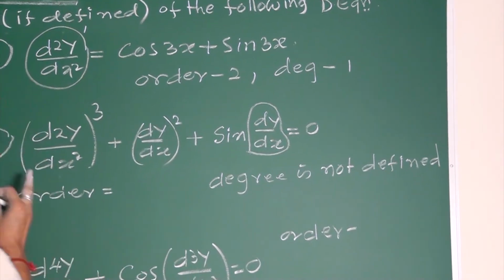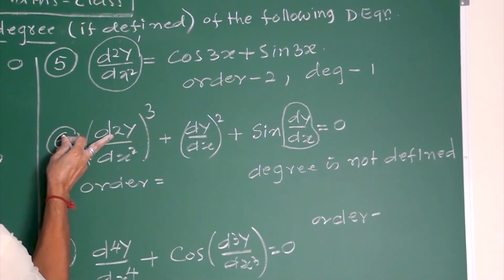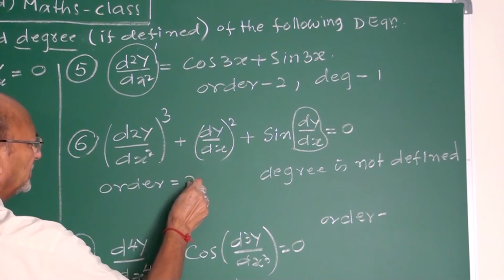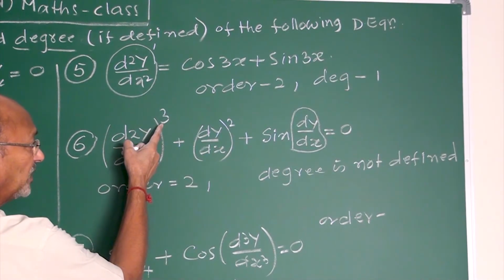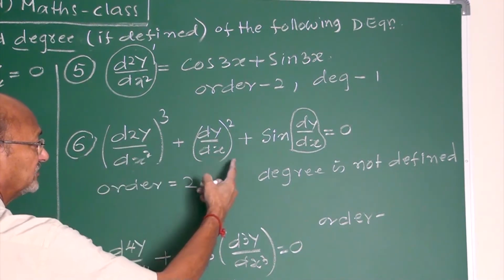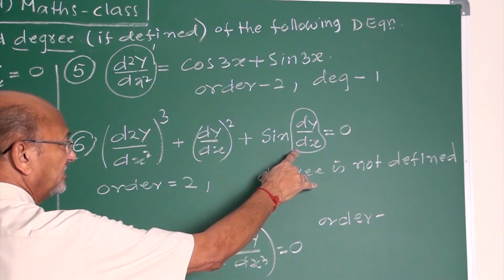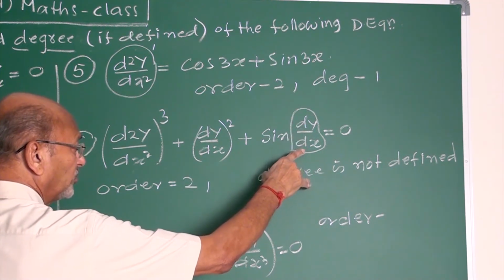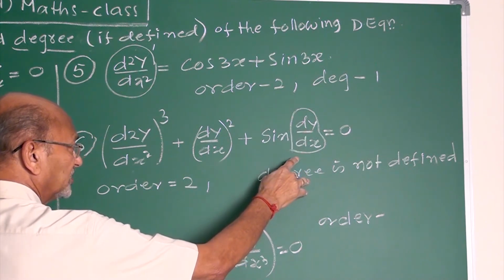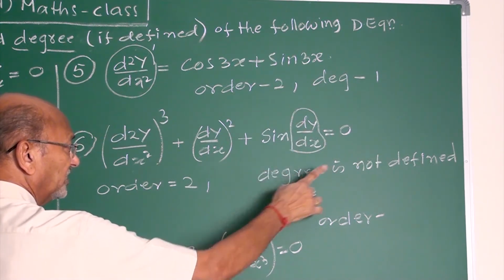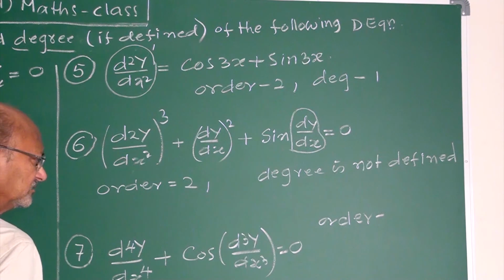What about the order? Among the three, the highest order is 2, my friend. Don't write this power 3. Why? In a differential equation which contains terms like sin(dy/dx), cos(dy/dx), e to the power dy/dx, in that case degree is not defined.